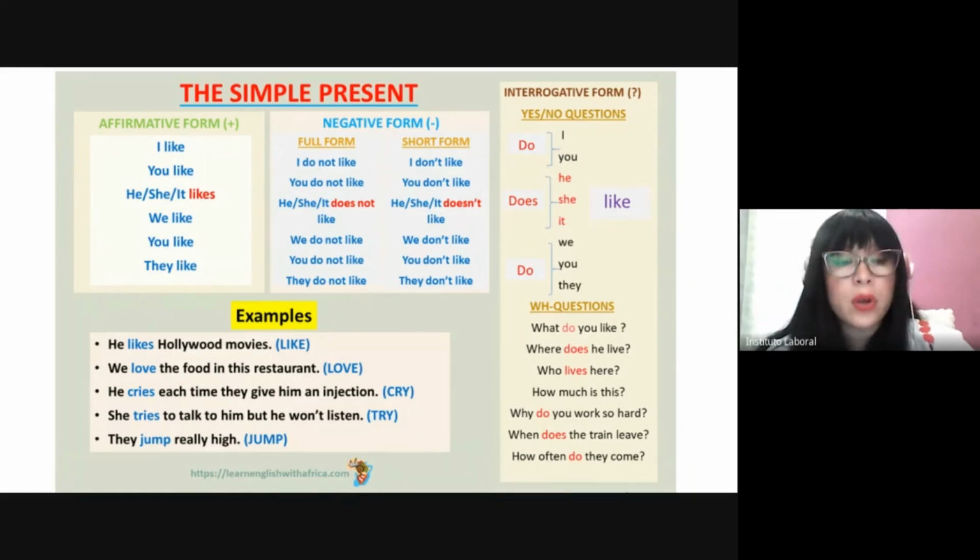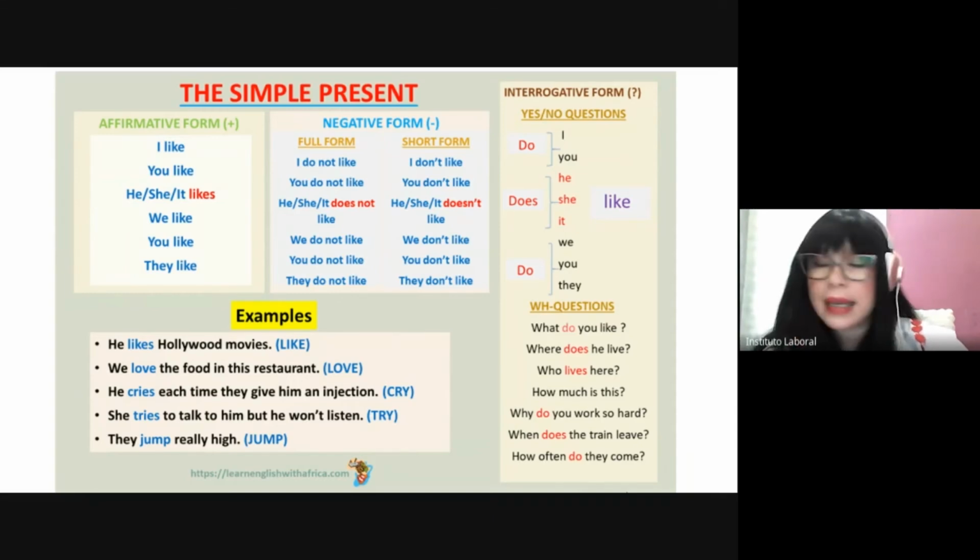En el caso número 2, we love the food in this restaurant. Love es la acción. We es el sujeto. Este pronombre es un pronombre plural. Por lo tanto, el verbo no necesita que le añada nada más. Se queda igual. We love the food in this restaurant.